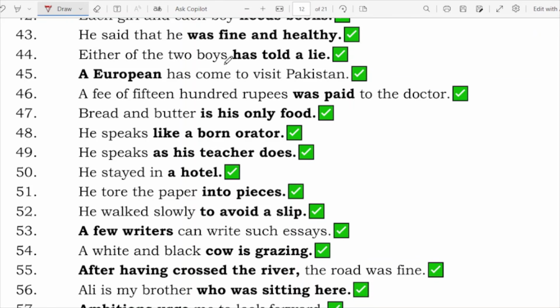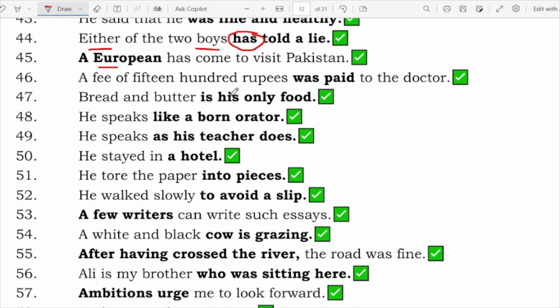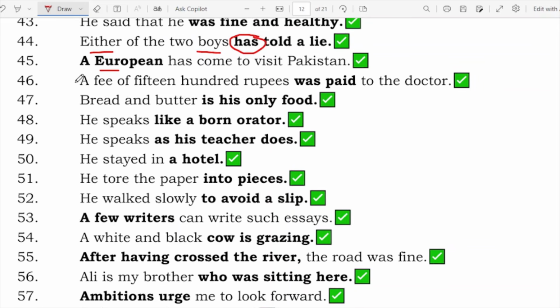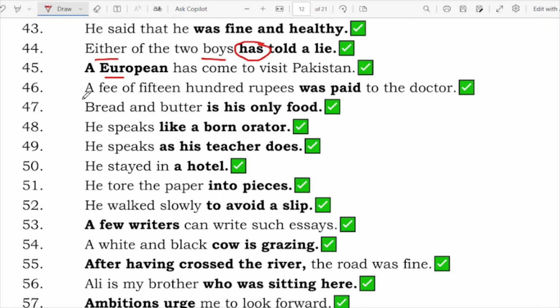Either of the two boys. Here we have boys, but when we use either, you use a singular verb. A European, here we have a European. This is not the vowel sound we are pronouncing. A European has come to visit Pakistan. A fee of 1500 rupees. A fee is a subject. A fee was paid.